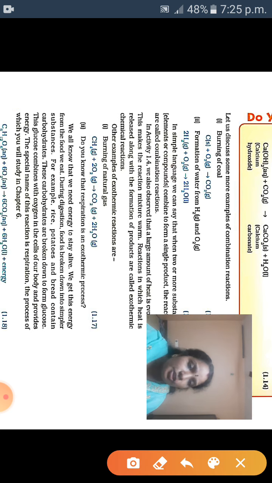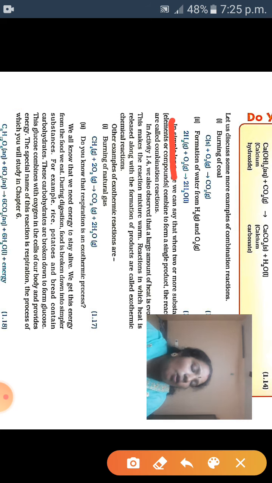Next, formation of water from hydrogen and oxygen. Hydrogen and oxygen combine to form water. Here, the hydrogen and oxygen are the reactants. They are combined to form water. Water is the product. That means two reactants are combined together to form a single product.